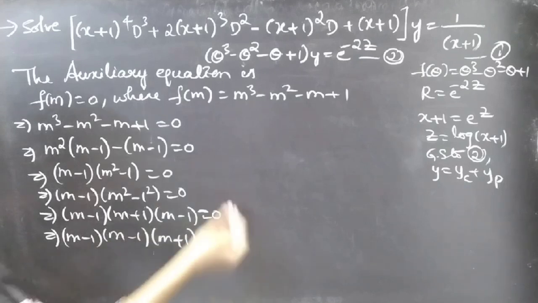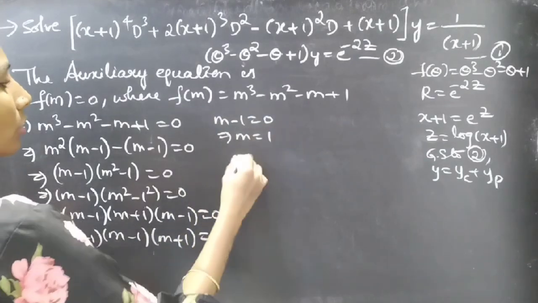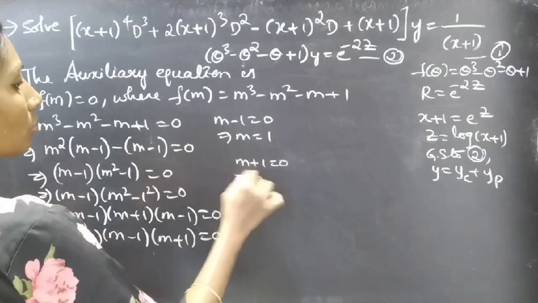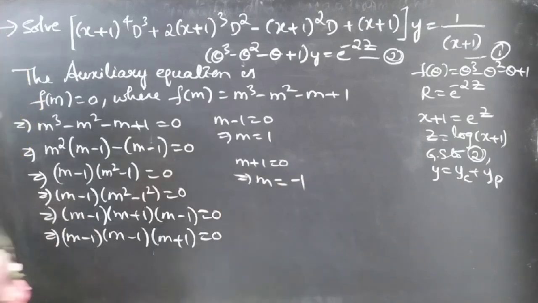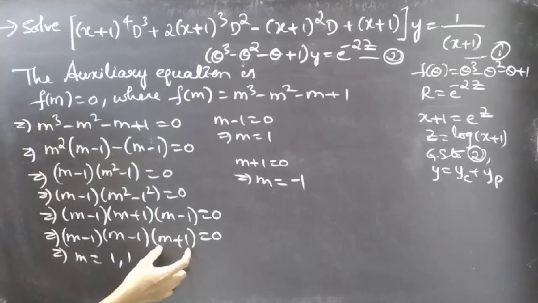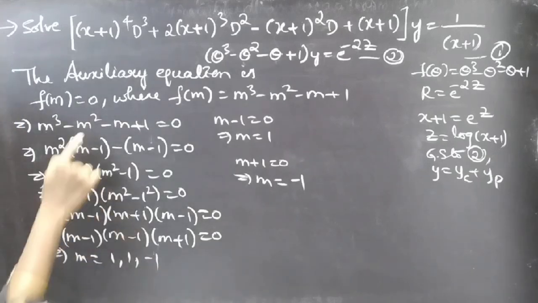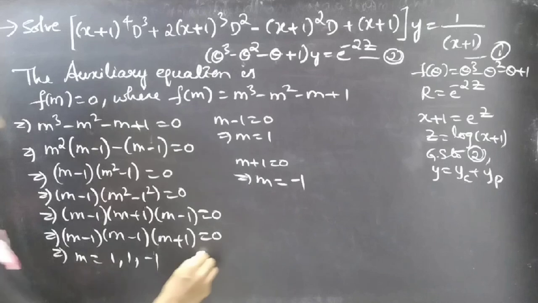Now equate each factor to 0. When m minus 1 equal to 0, m equal to 1. When m plus 1 equal to 0, m equal to minus 1, right? Since m minus 1 is repeating twice, you'll get m equal to 1, 1, and you have only one m plus 1, so you'll get m equal to minus 1. So you are having two equal roots and one distinct root, which are real. Okay, so these are the roots to this auxiliary equation.